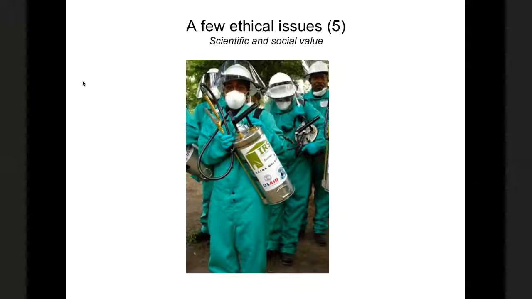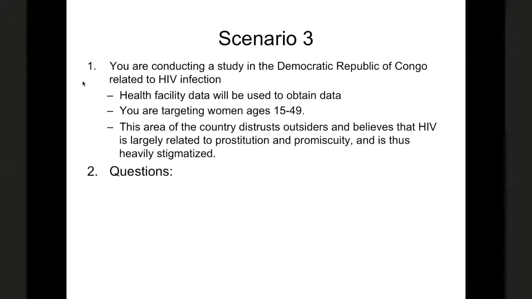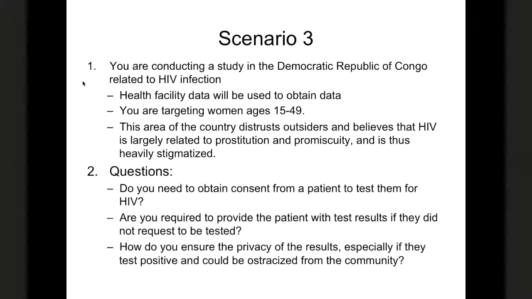Yeah, there you go. Okay, so I think we probably have time for one more scenario here. We got about 5 minutes, is that right? All right, so this is a good one. This also gets back to scientific and social value or benefits of the particular study. So we're in DRC looking at HIV infection. We're going to use health facility data to get our information. We're targeting women 15 to 49 years old. These are our reproductive age women. This is an area of the country that distrusts outsiders, believes HIV is largely related to prostitution and promiscuity, and so is heavily stigmatized. So here's the question for you.